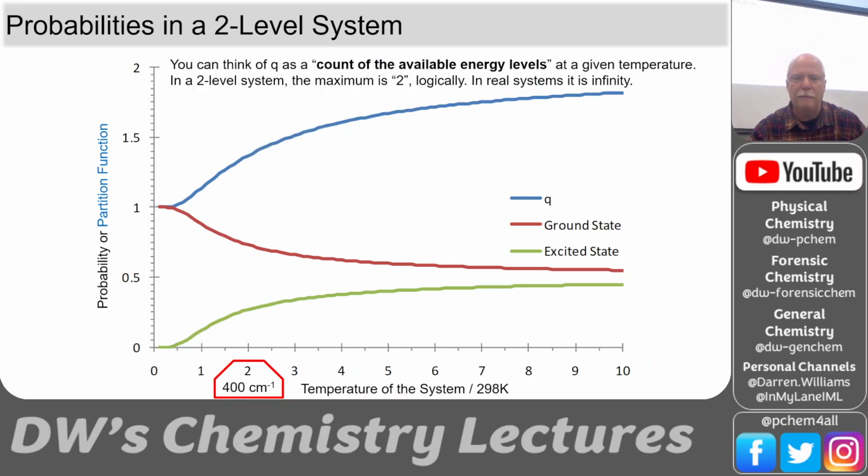Okay. And then you can think of Q as a count of the available energy levels. And so naturally, as the temperature goes up to really high, you're going to have a Q of 2. Now, that's because this is only 2 energy levels in the system that we're describing here. But in molecules, there's no limit. Like translational energies, you can have 10 to the 30, 10 to the 40 as Q, because you have all of these translational levels. Rotational levels, there's no limit.